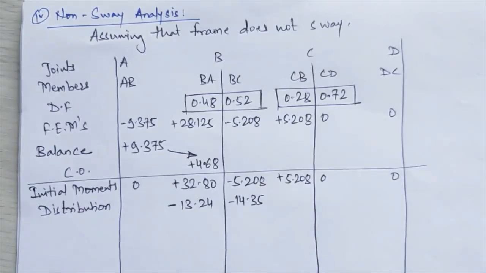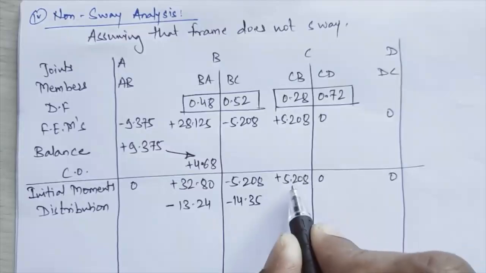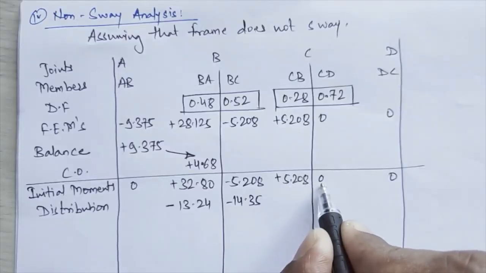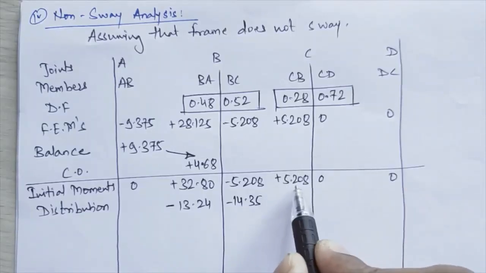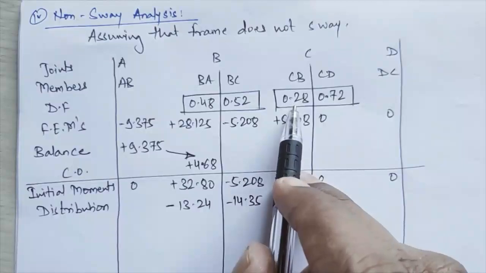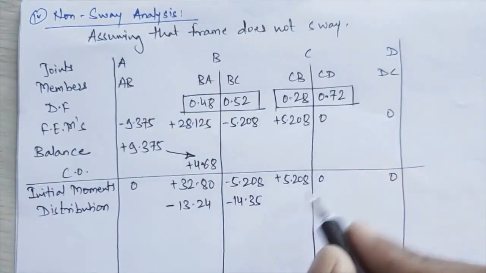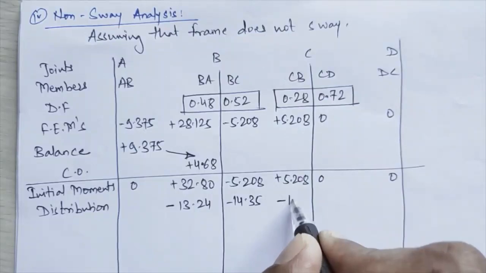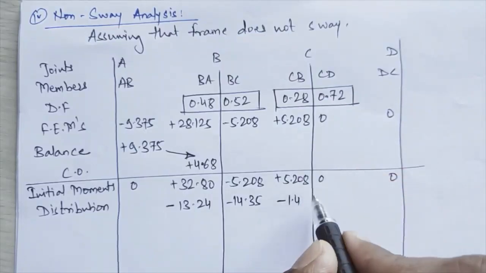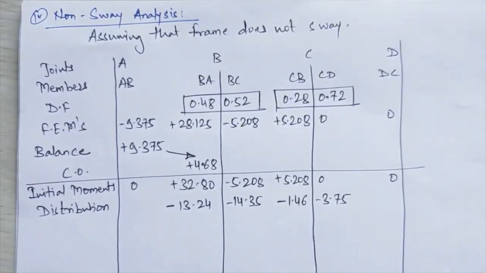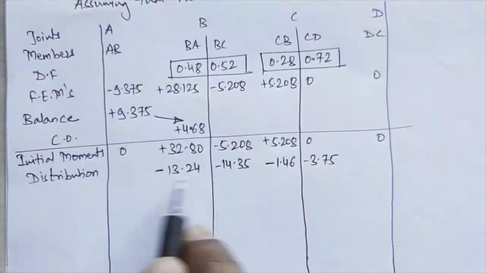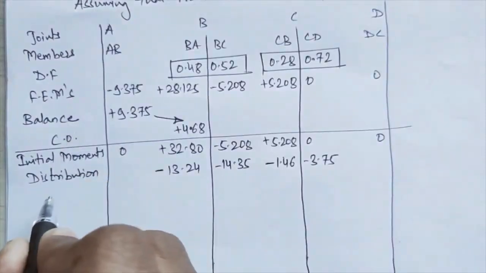14.35. Okay, same way for the distribution of these two moments, plus 5.208 plus 0, the summation is positive over here. So that summation multiplied by 0.28 and 0.72 gives me the opposite distribution sign, that is minus 1.46 and minus 3.75. Okay, distribution is to be done with opposite sign, always remember.